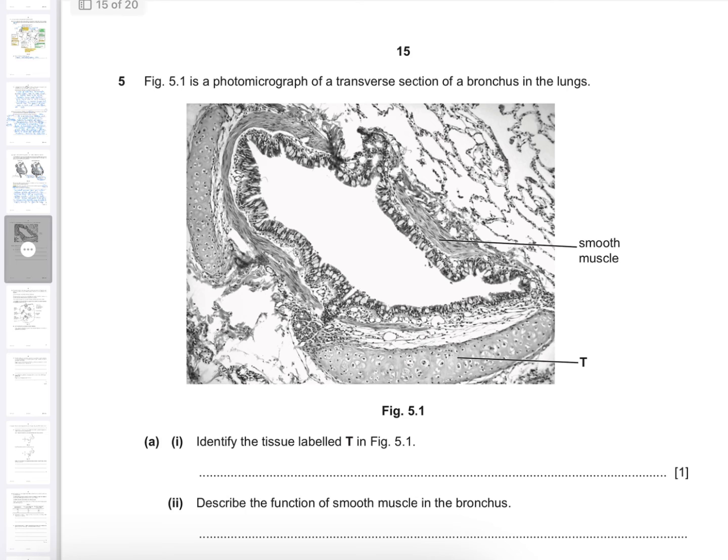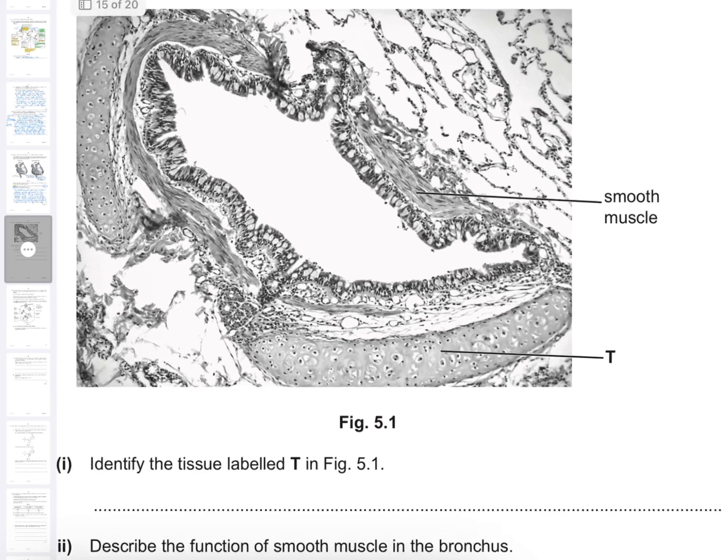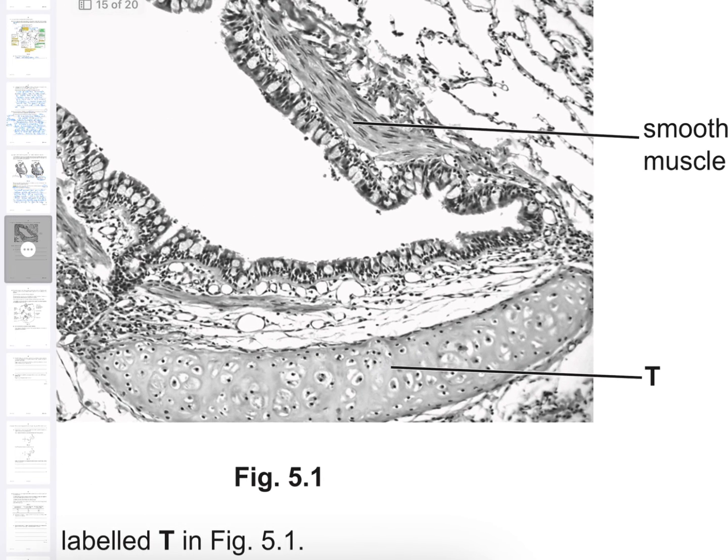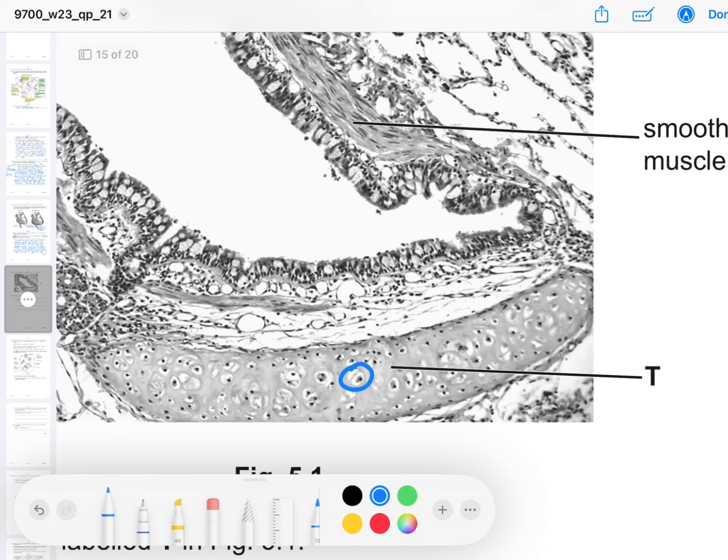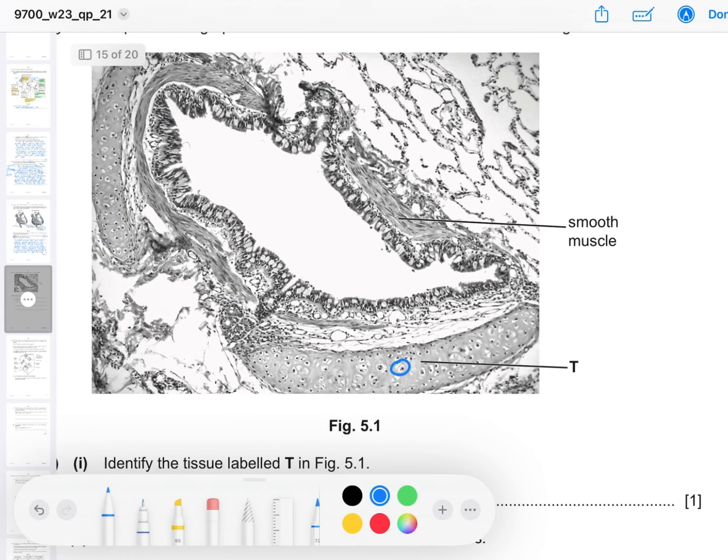Question 5. Figure 5.1 is a photomicrograph of a transverse section of a bronchus in the lung. Part A1. Identify the tissue labeled T. So T has got this glassy or amorphous appearance, which you'll be able to see when you zoom in or look closely at T. You can almost see these tiny bubble-like structures which identify T as cartilage tissue.